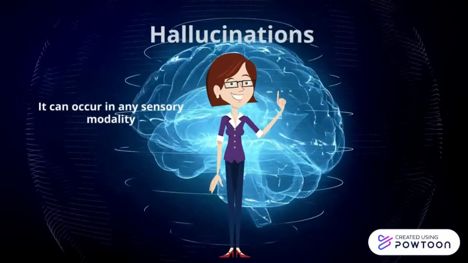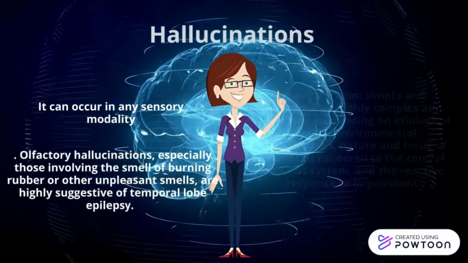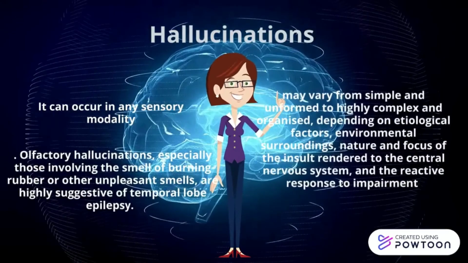Hallucination can occur in any sensory modality. Olfactory hallucinations, especially those involving the smell of burning rubber or other unpleasant smells, are highly suggestive of temporal lobe epilepsy. They may vary from simple and unformed to highly complex and organized, depending on etiological factors, environmental surroundings, and the nature and focus of the insult to the central nervous system, and the reactive response to impairment. Hallucinations also differ from delusional perception, in which a correctly sensed and interpreted stimulus is given some additional significance.